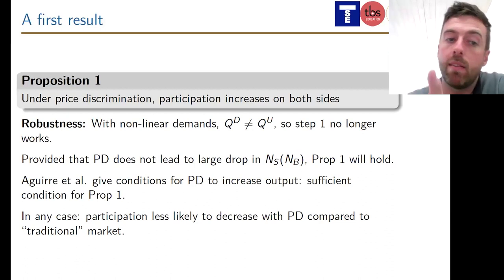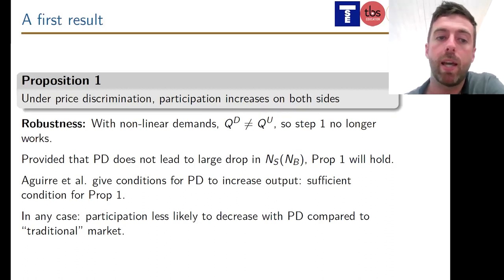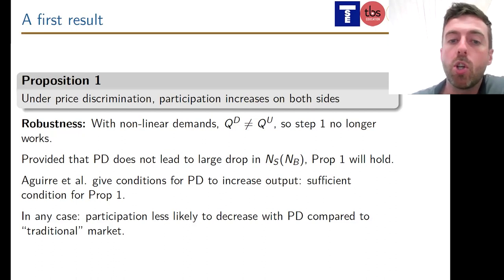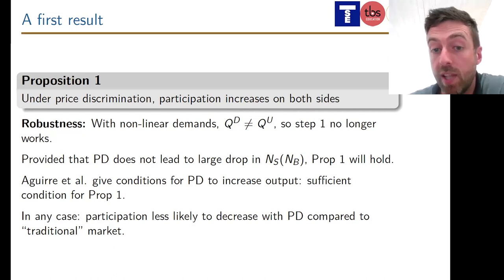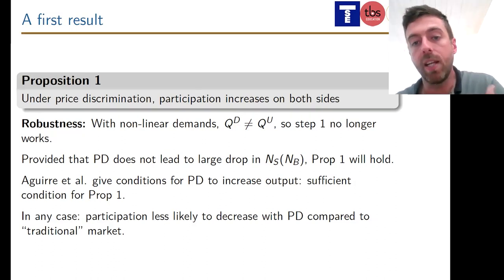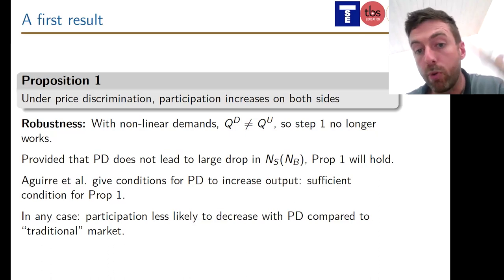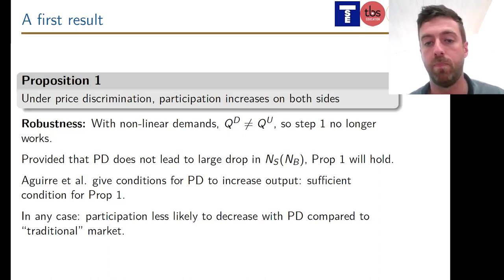And so there we can directly apply the result by Aguirre, Cowan, and Vickers, because they give conditions on the convexity of demand for price discrimination to increase output. And so if output increases, then it means that the dashed blue line is going to be above the continuous blue line. And so that would work. What we require is that it doesn't decrease too much.